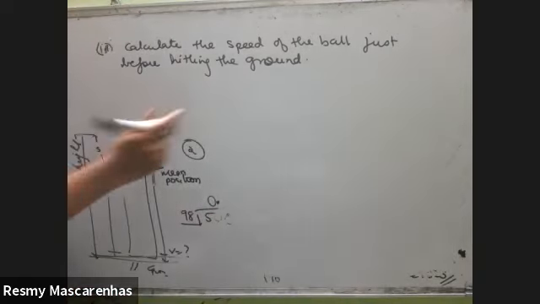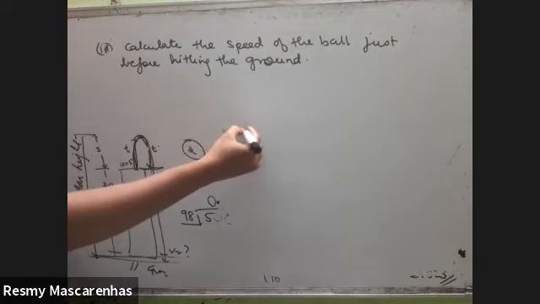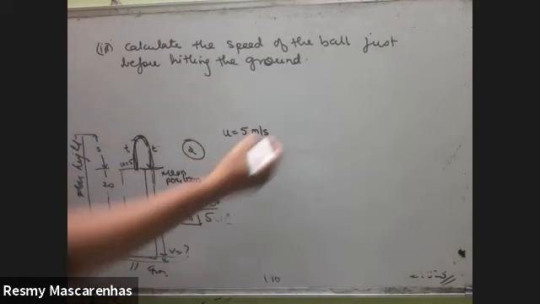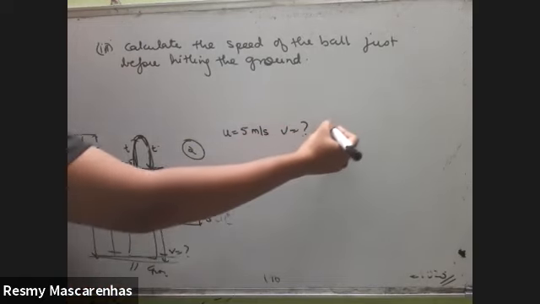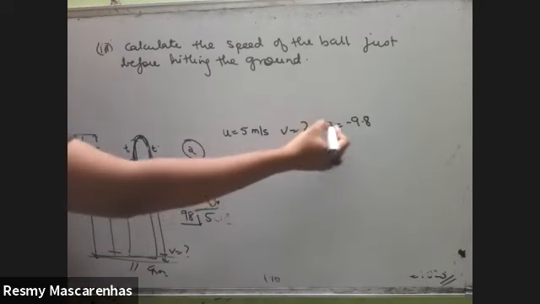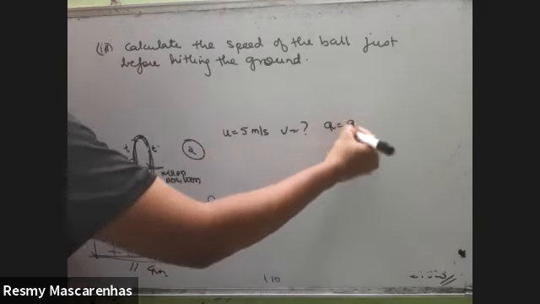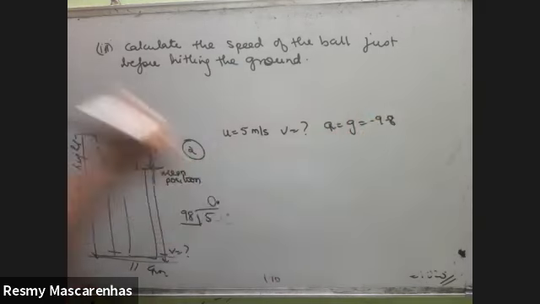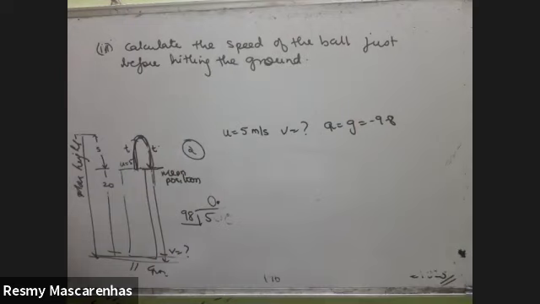So for here to here, you know that U is anyway 5 meters per second. Then V we have to calculate. A is anyway minus 9.8, or g, whichever it is. And then distance, height.